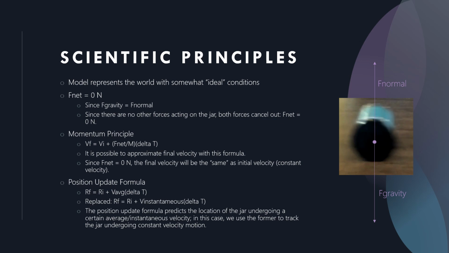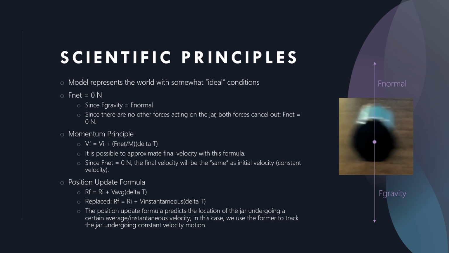The momentum principle is also used, where the final velocity equals the initial velocity plus F net over m times delta t. It is possible to approximate the final velocity with this formula. Since F net equals 0, the final velocity will be the same as the initial velocity, denoting constant velocity.